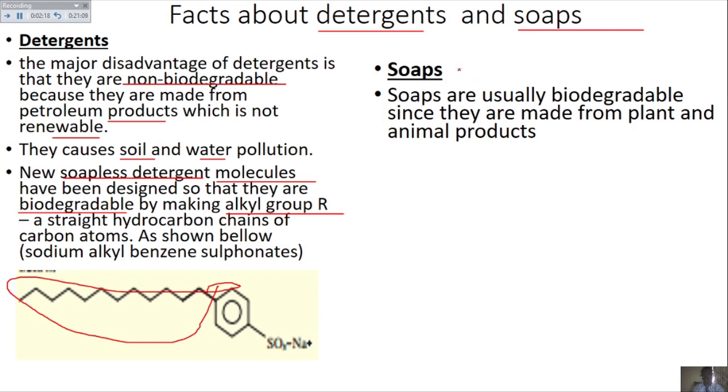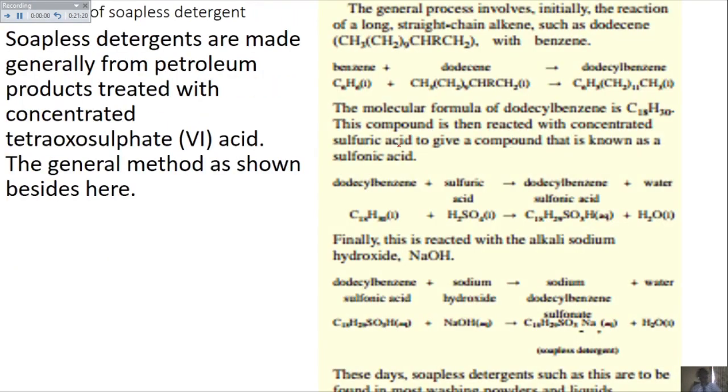Now, what about soaps? Soaps are biodegradable since they are made from plant and animal products. Good. Now, let's quickly talk about the soapless detergents, which are made generally from petroleum products treated with concentrated tetraoxosulphate 6 acid. This is shown.